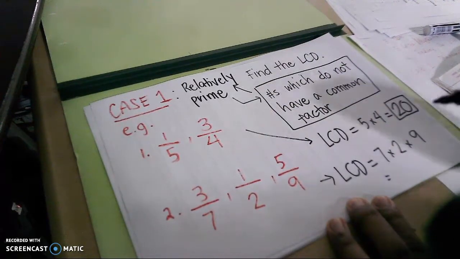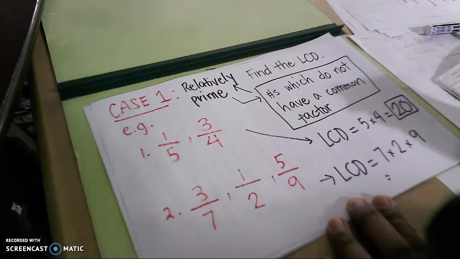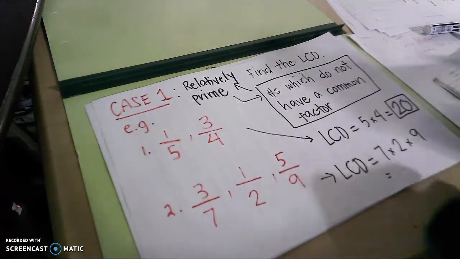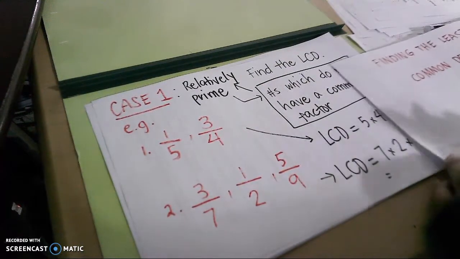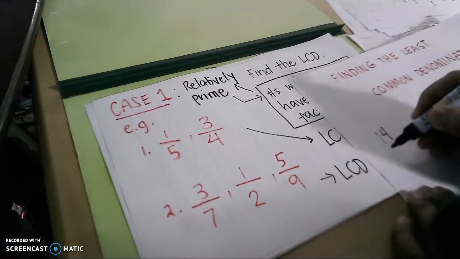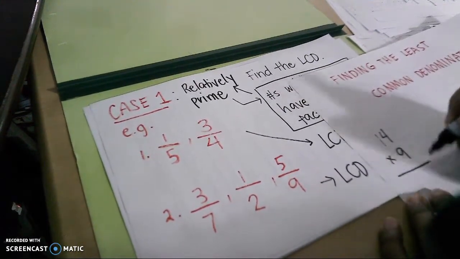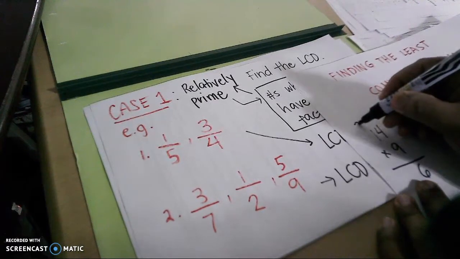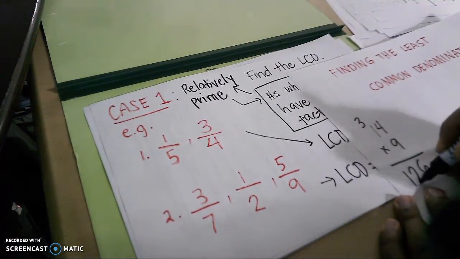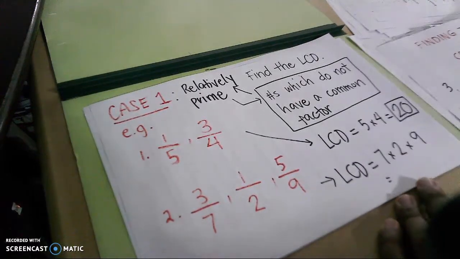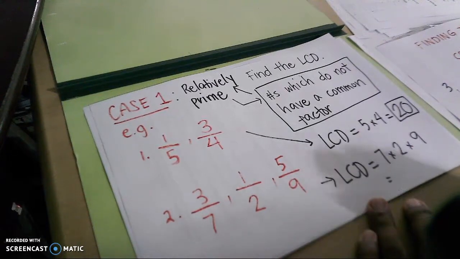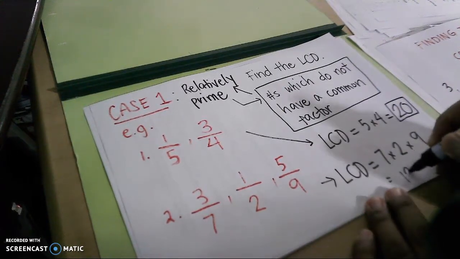You can do manual multiplication, but 14 times 9 would be, let's try to get a piece of paper here. So 14 times 9, 9 times 4 would be 36, and 9 times 1 is 9 plus 3, 126. So therefore, the LCD of 3/7, 1/2, and 5/9 is 126.